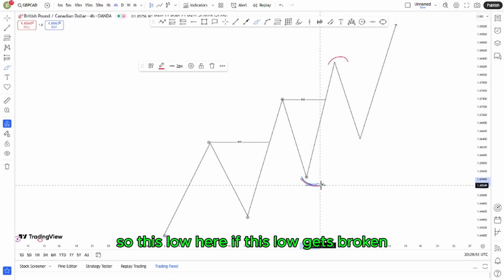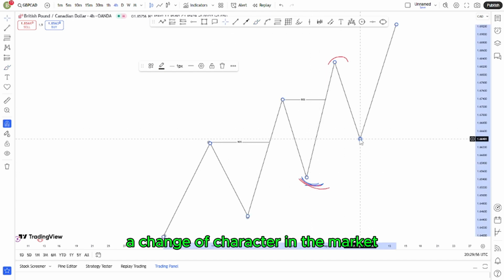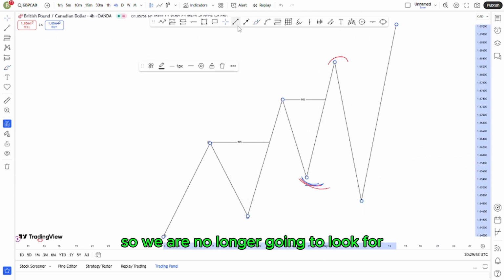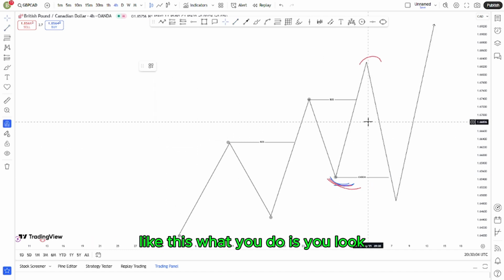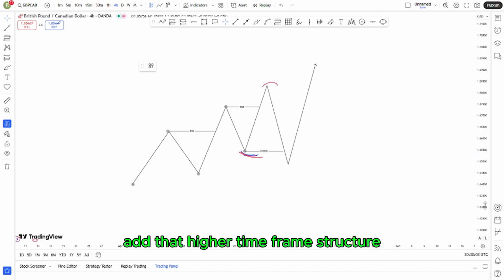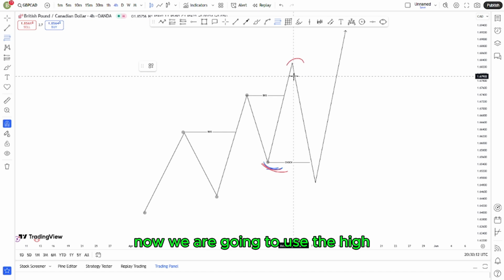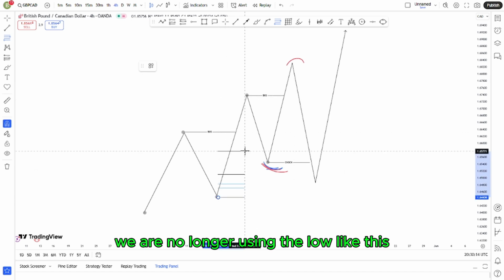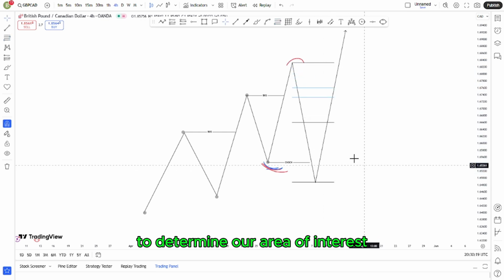So this low here, if this low gets broken, then that is when we have a change of character in the markets. We are no longer going to look for buying opportunities, but instead look for selling opportunities. So let's say you have your change of character like this. What you do is you look at that higher time frame structure, and then you use your Fib tool. Now we are going to use the high. We are no longer using the low like this.